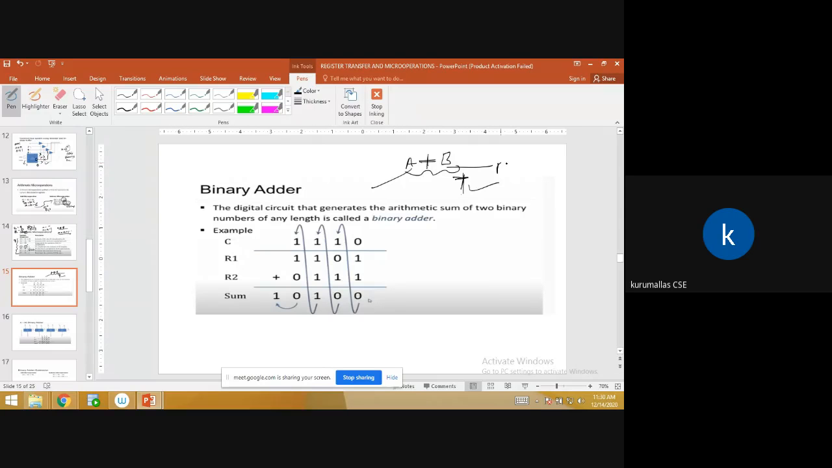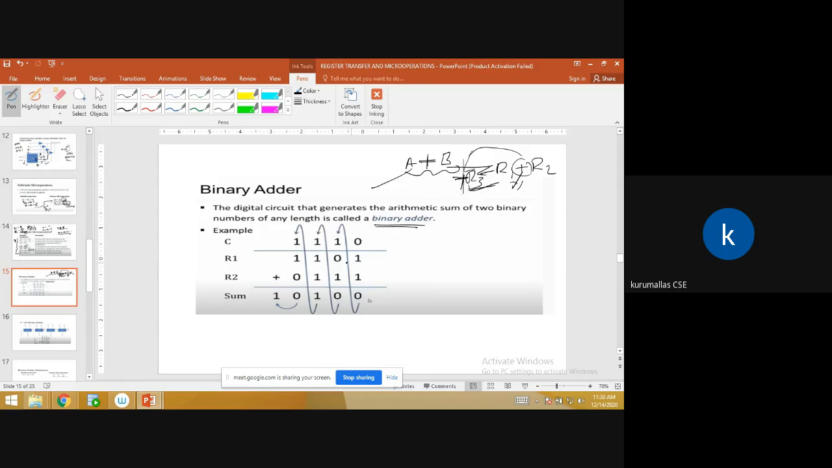Right? For suppose R1 plus R2 is stored in R3, we are performing a binary operation here, so that the resultant can be stored in this part. So here we are taking a binary adder. We know that a binary adder is a digital circuit that generates the arithmetic sum of two binary numbers of any length. You'll see in the diagram, very easy.